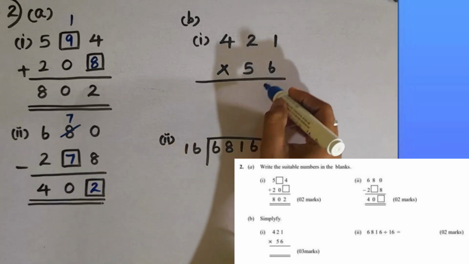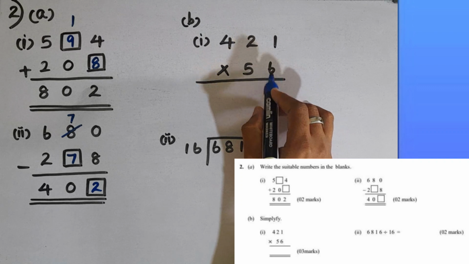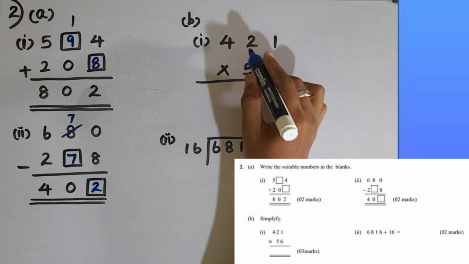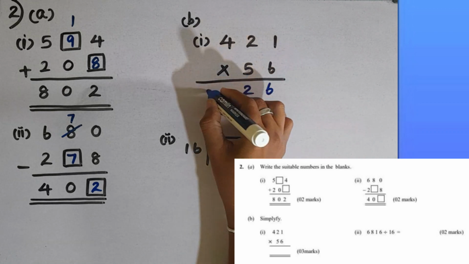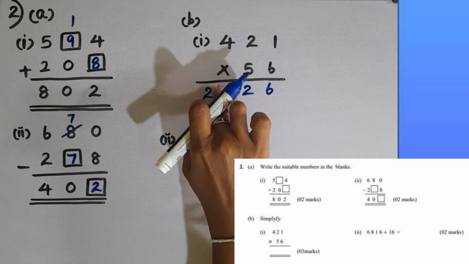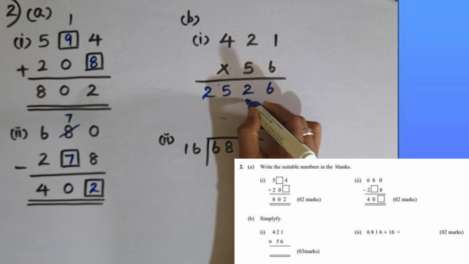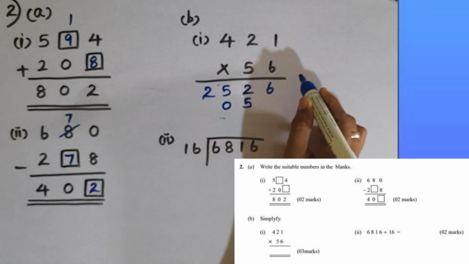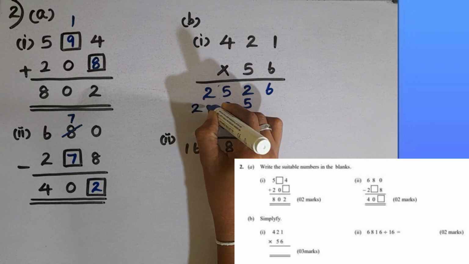We want to simplify this. To multiply 421 by 56, we want to multiply by each digit. 6 times 1 is 6, then 6 times 2 is 12, 1 is remaining. 6 times 4 is 24 plus 1 is 25. Then what is from multiplying by 5? 5 times 1 is 5. Then 5 times 2 is 10. 1 is remaining. Then 5 times 4 is 20. 20 plus 1 is 21.